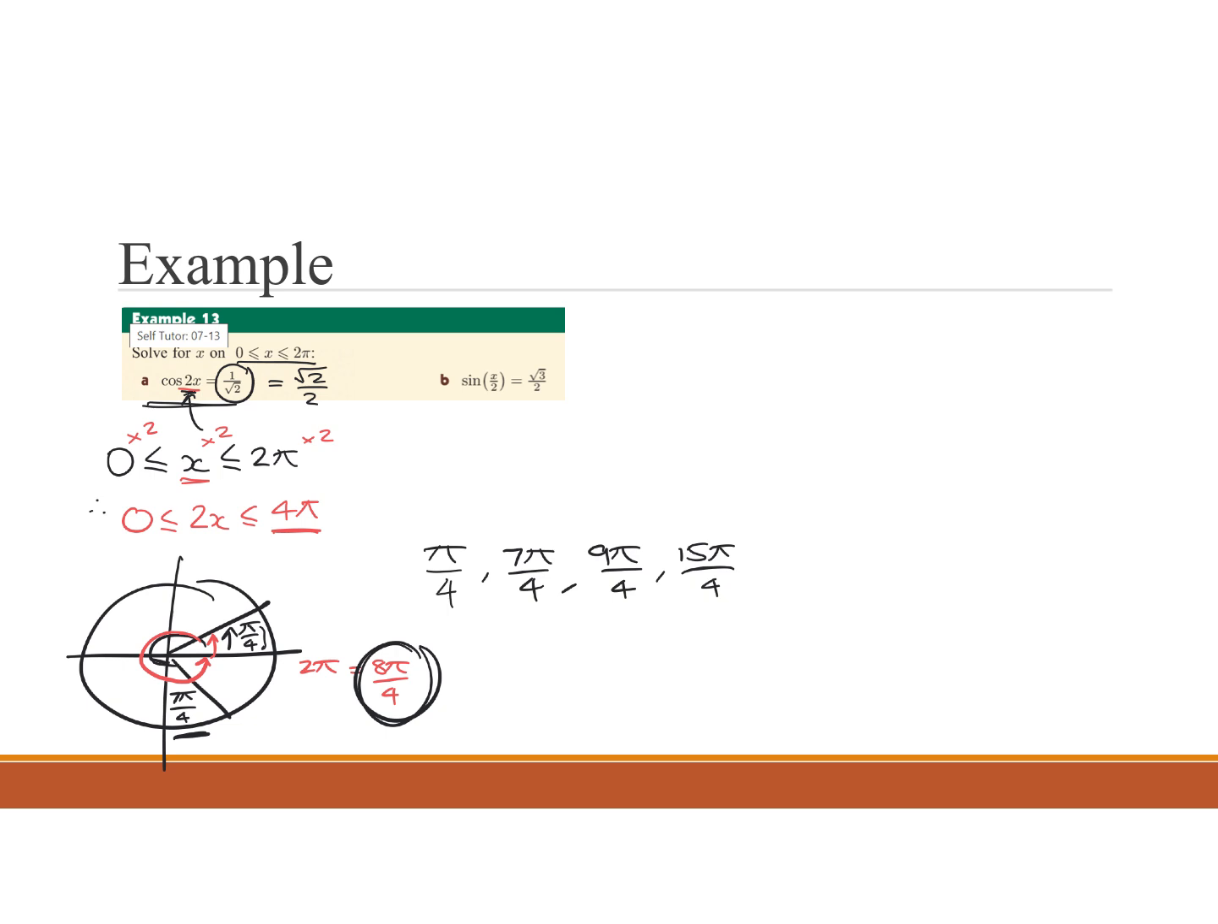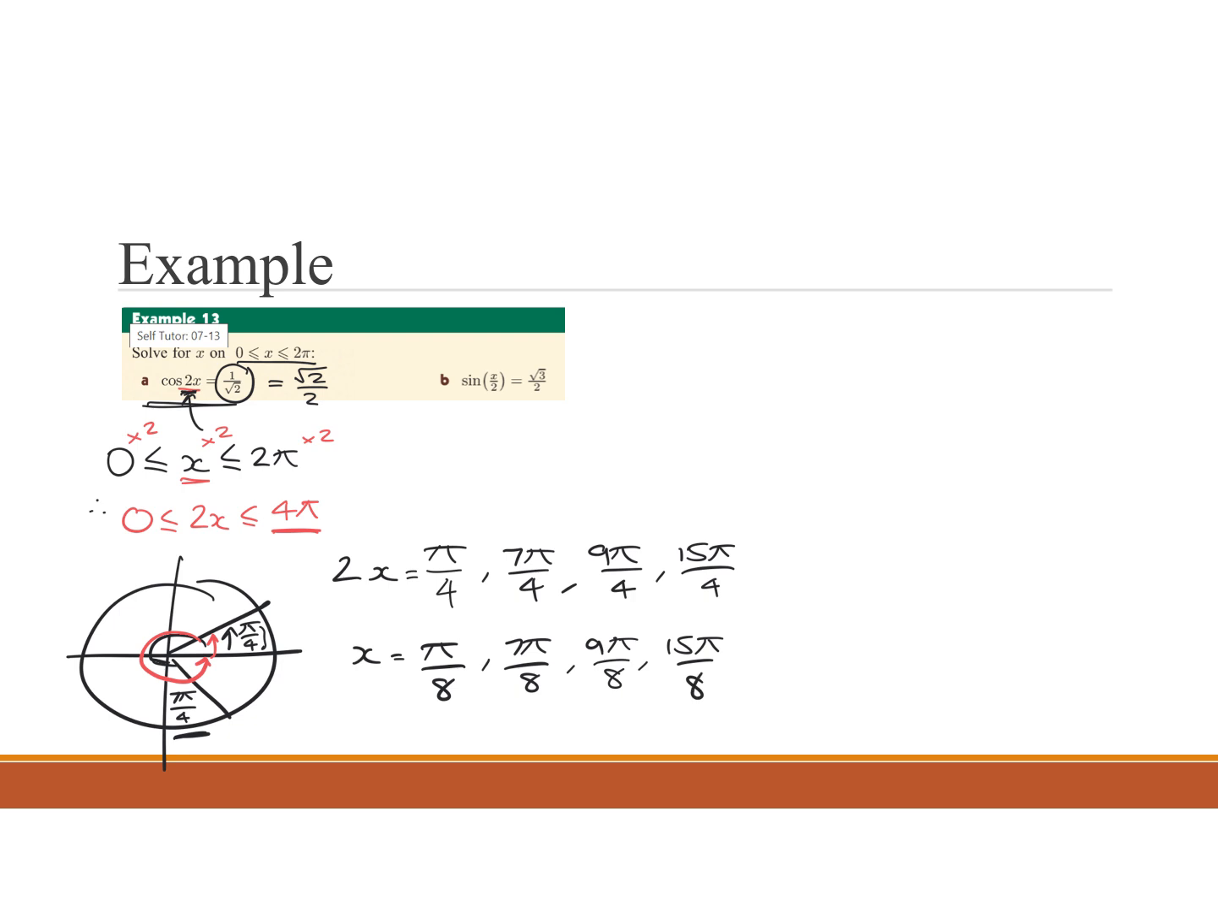However, instead of it being x, remember we've got 2x, so this is actually 2x is equal to this. Okay, and so then to get x, we need to divide everything by 2. So what that means is we're going to get pi on 8, because pi on 4 divided by 2 is going to give you pi on 8, because it's 4 times 2. We're going to get 7 pi on 8, 9 pi on 8, and 15 pi on 8.